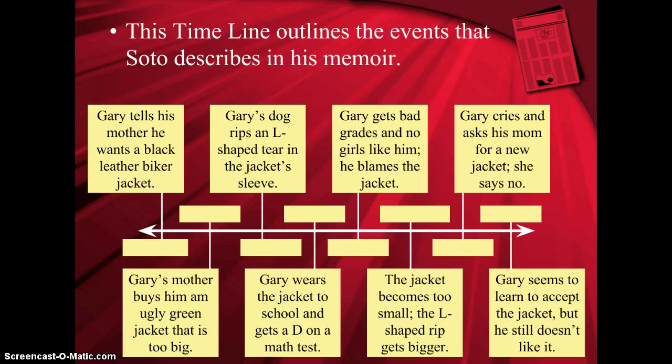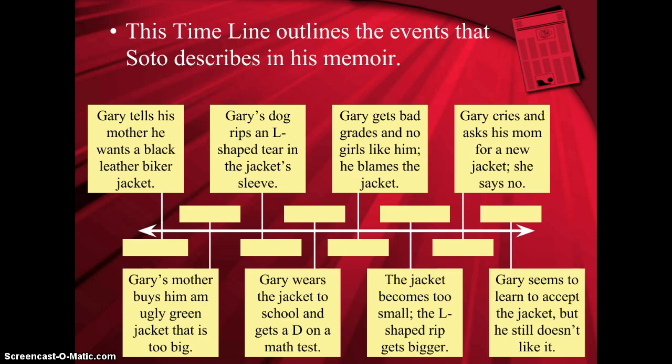First, Gary tells his mother that he wants a black leather biker jacket. Instead, Gary's mother buys him an ugly green jacket that is way too big. And the first thing that happens is that Gary's dog rips a big L-shaped tear in the jacket sleeve, and he is forced to wear this jacket to school, and he gets a D on his math test. Later, as he keeps going to school, he keeps getting bad grades and no girls like him, and he blames this ugly green jacket.